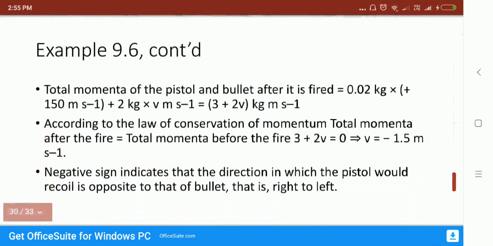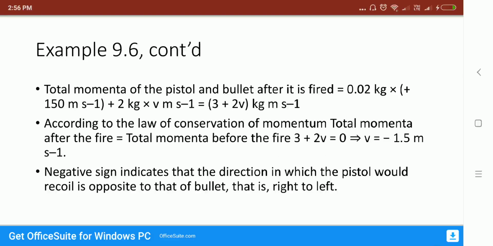Now the final momenta of pistol and bullet, that is after the gun is fired. That is m_A, the bullet mass 0.02 kilogram into its final velocity 150 meter per second, plus 2 kilogram, that is the mass of the gun, into V meter per second, that we need to determine, equal to its initial 3 plus 2V. V is the recoil velocity of the pistol that we need to determine. So 3 plus 2V kilogram meter per second.